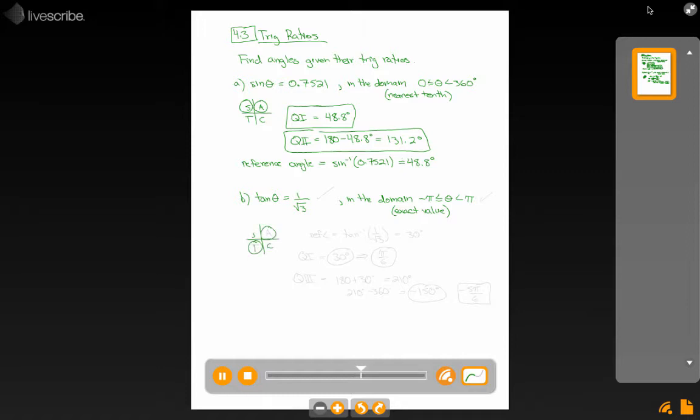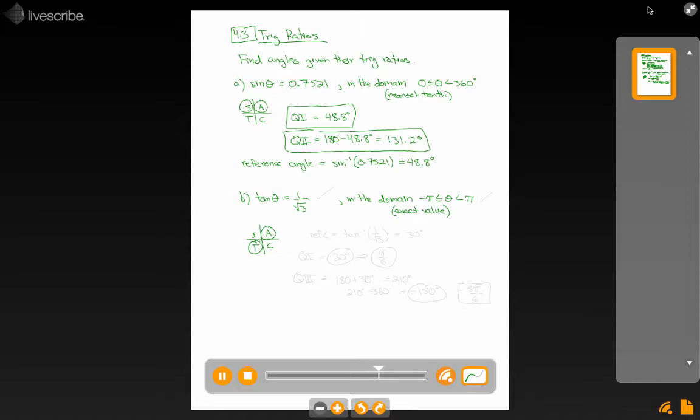I would start off potentially with the CAST rule again, so I realize where my answers could be. Tangent is positive in quadrant 1 and in quadrant 3. So you may decide to do this question in degrees or in radians. If you're getting really comfortable with radians already, you may go directly to that. If you want to do it in degrees, I'll show you here how to do that, and then just at the end you would need to convert those answers into radians, since this is a radian question.